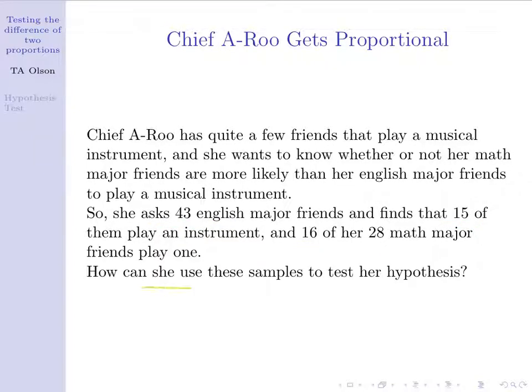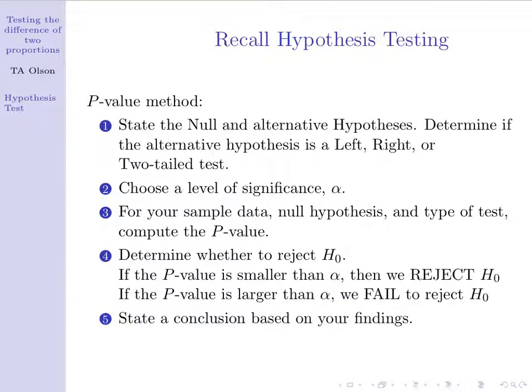So she wants to know how she can use these samples and this data to test her hypothesis that math majors are more likely to play a musical instrument. So we're going to be doing a hypothesis test about that claim. Here is our hypothesis test. We have a null and alternative hypothesis. We have a significance level alpha. We use our data to calculate a p-value, and if the p-value is smaller than alpha, we'll reject. If the p-value is larger than alpha, we will fail to reject our null hypothesis, and then we want to say what this says about what we want to know.